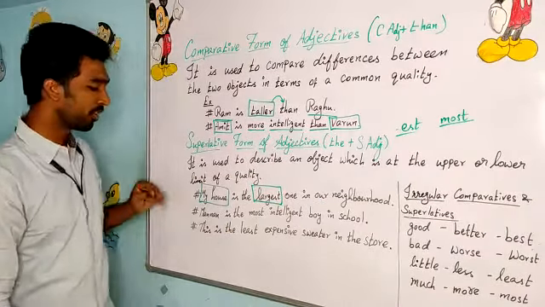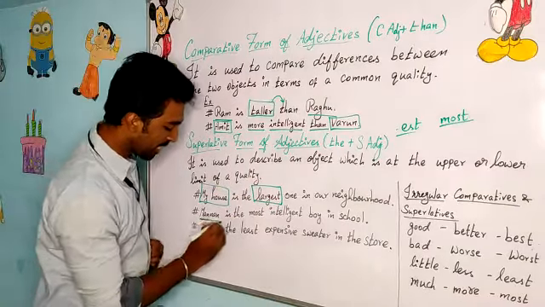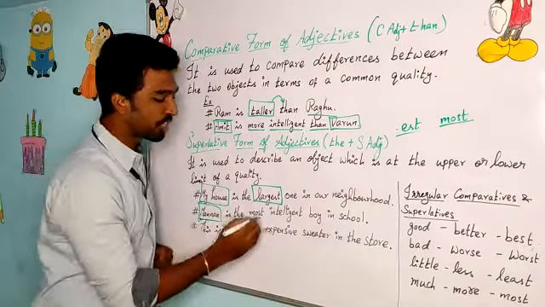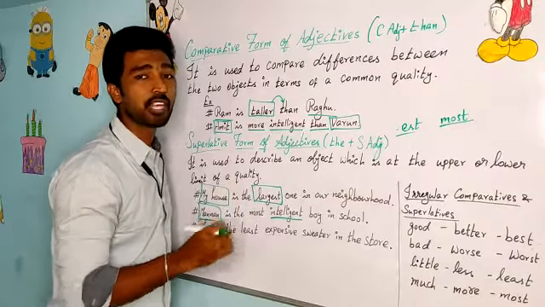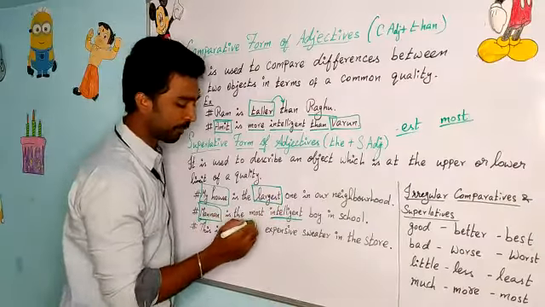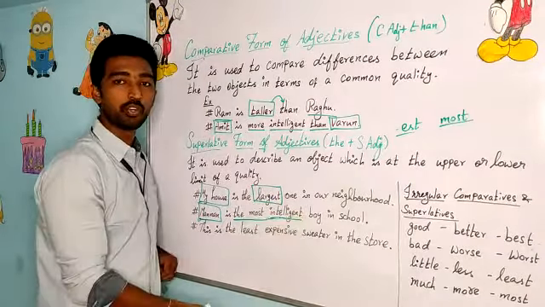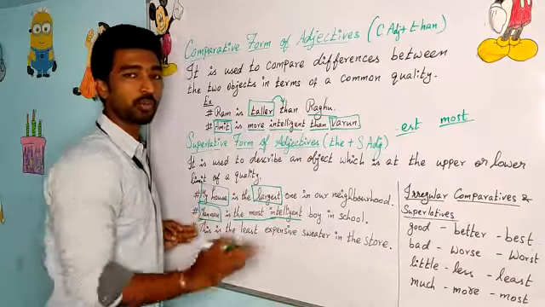And the second sentence here, Manan is the most intelligent boy in school. The noun here is Manan. Intelligent is a word with four syllables. I already told you. Intelligent. Four syllables. So we are going to add most before the word intelligent. So, the most intelligent boy in school. We compare Manan with all other boys in school.